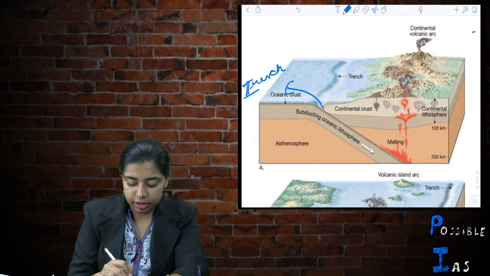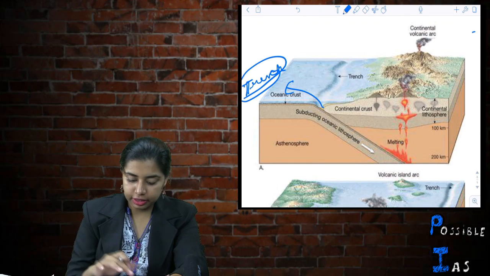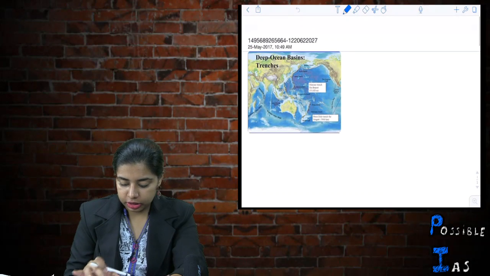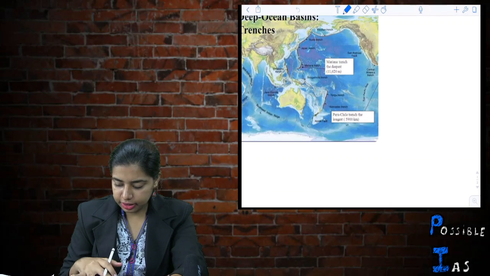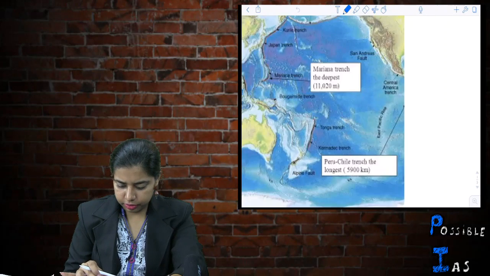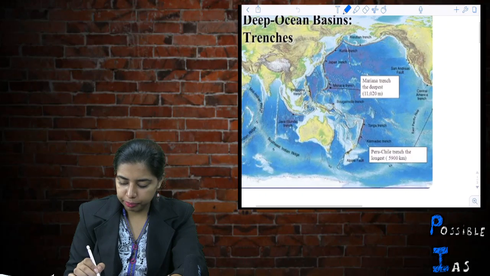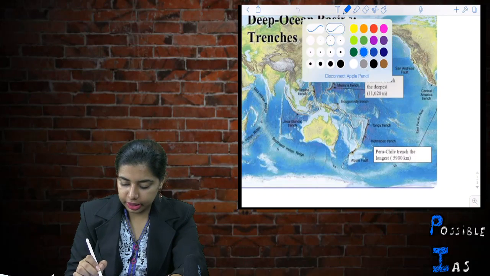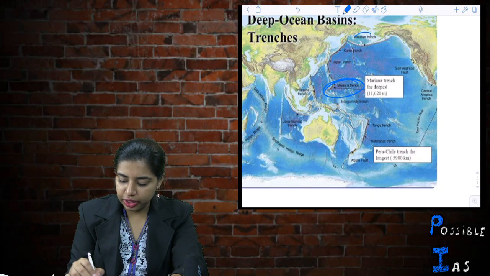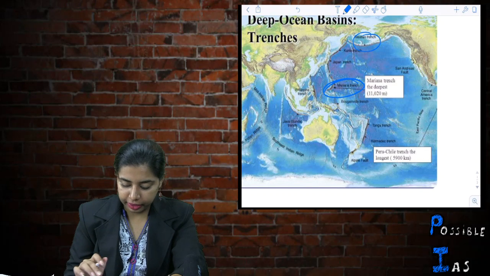Now these trenches are actually the deepest portions on the earth, and there are many trenches that we will be discussing. The most common is the Mariana Trench, which is located in the Pacific Ocean. Then you have the Aleutian Trench, which again is related to North America.